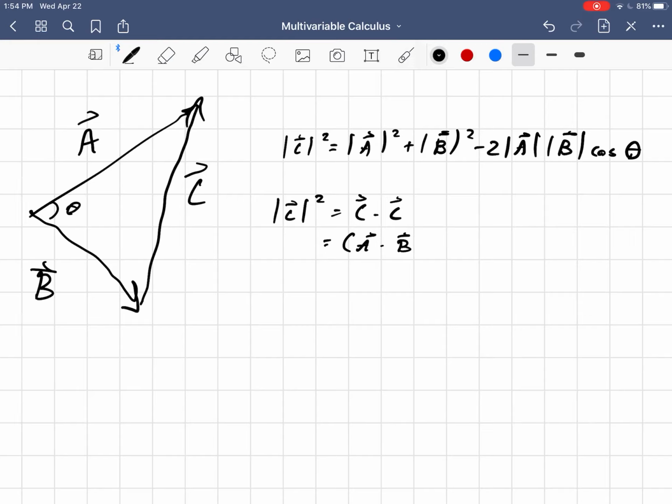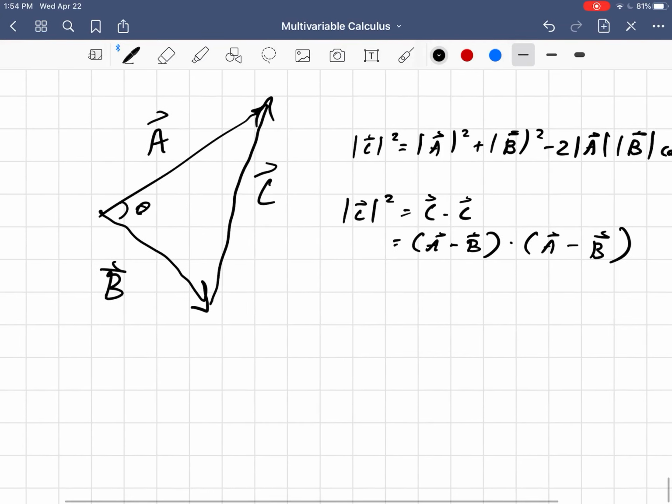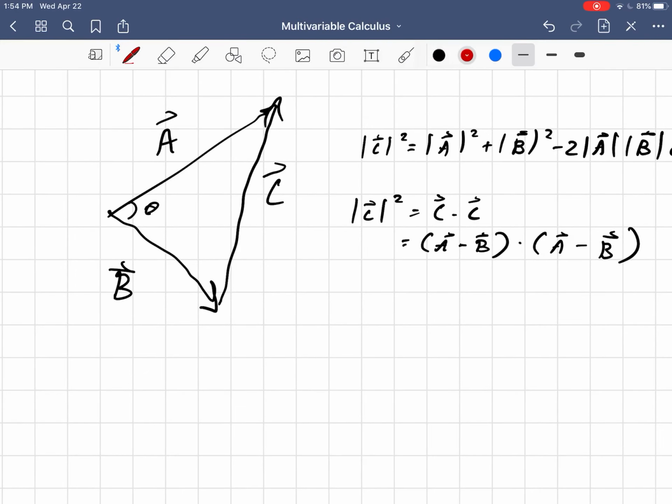But C, I said before that C would be the subtraction of A and B. In other words, vector C is going to be vector A minus vector B dot vector A minus vector B.